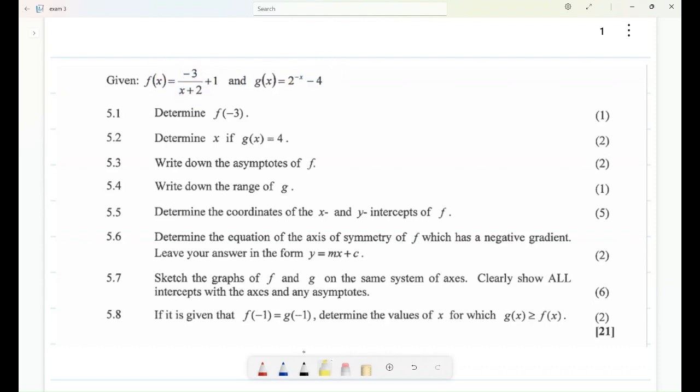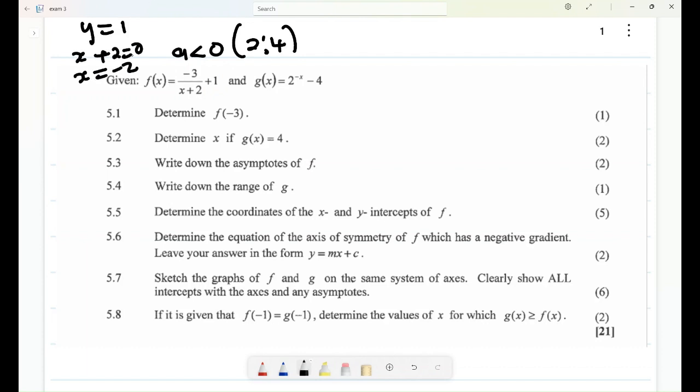Before I go anywhere, when I interpret here, I know the value of a is less than 0, so it means it should be on quadrant 1, quadrant 2, and quadrant 4 when I draw. Therefore, my asymptotes are this one and this one. The first one is y equals 1, the straightforward one again. The second one, x plus 2 equals 0, so x equals negative 2. These are my asymptotes.